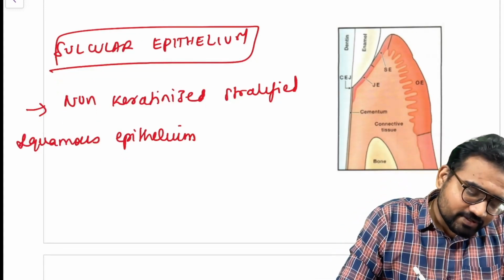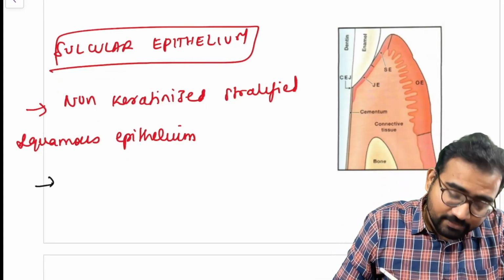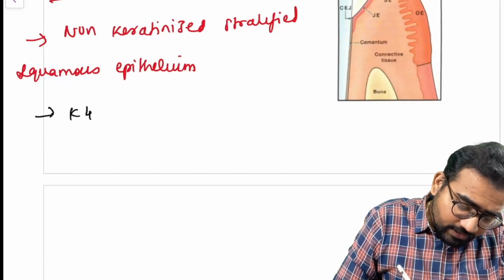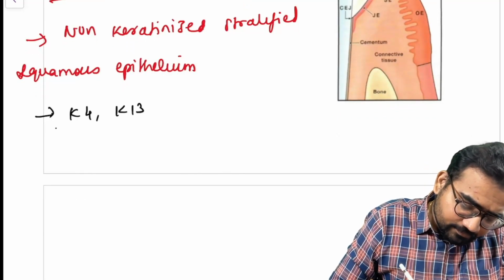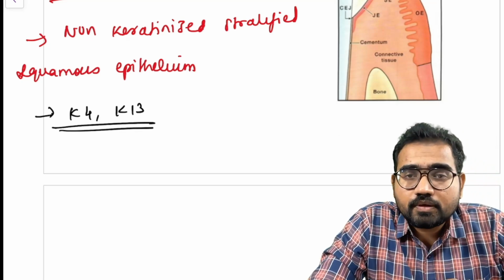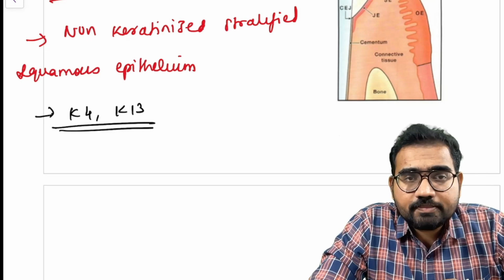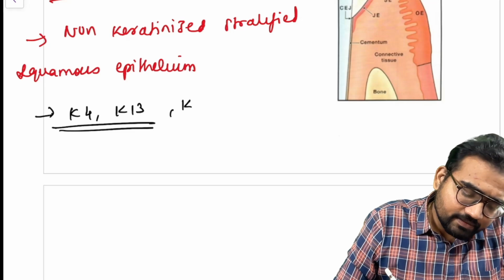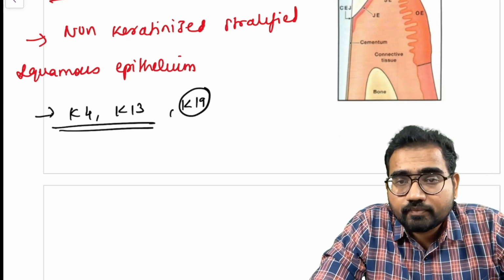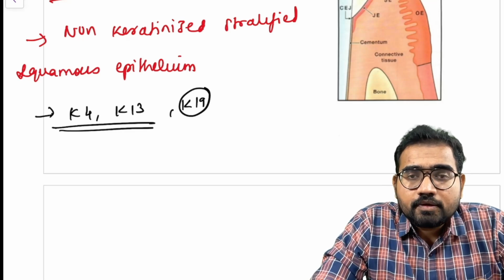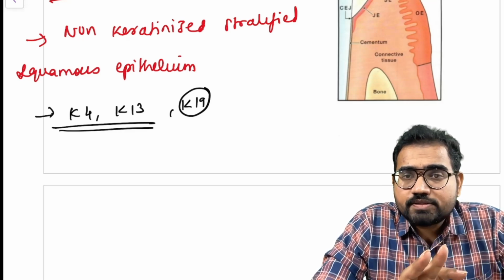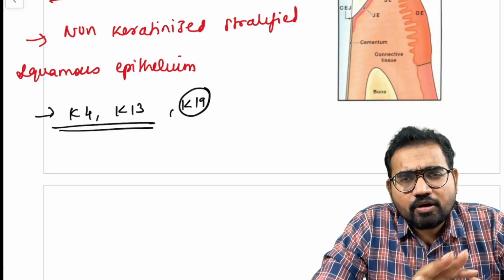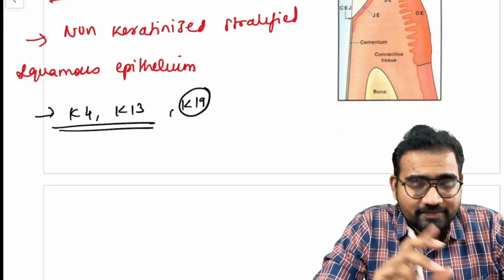Okay, what are the cytokeratins present in sulcular epithelium? K4, K13. Okay, these two cytokeratins will be present in sulcular epithelium. There can be K90. So these are the few cytokeratins present in your sulcular epithelium.